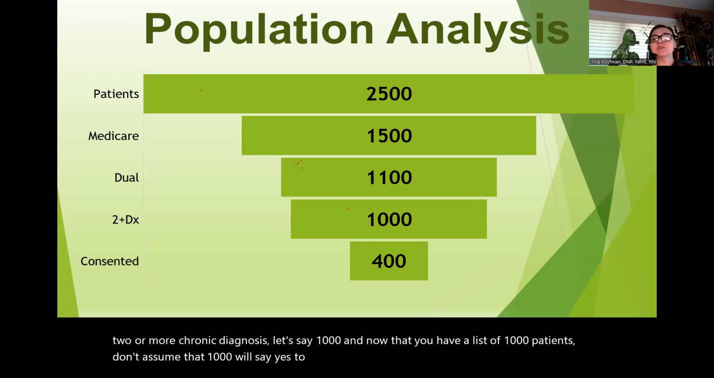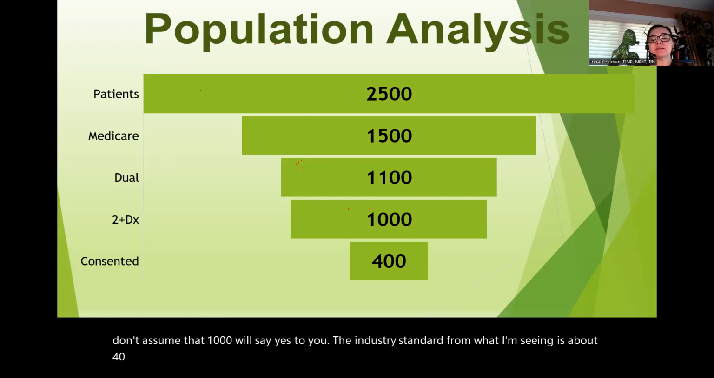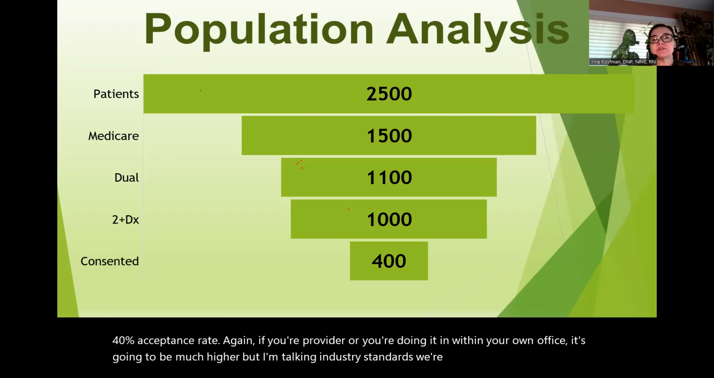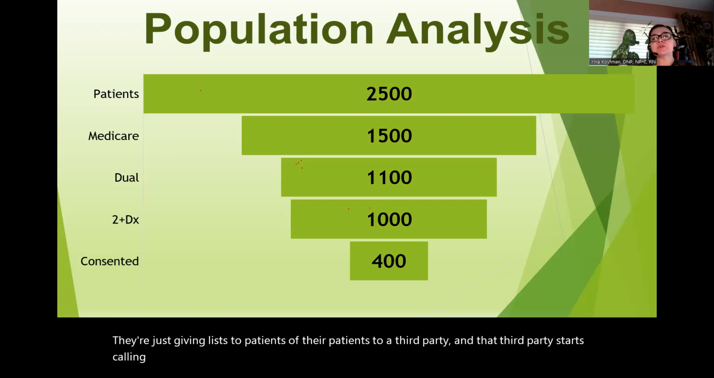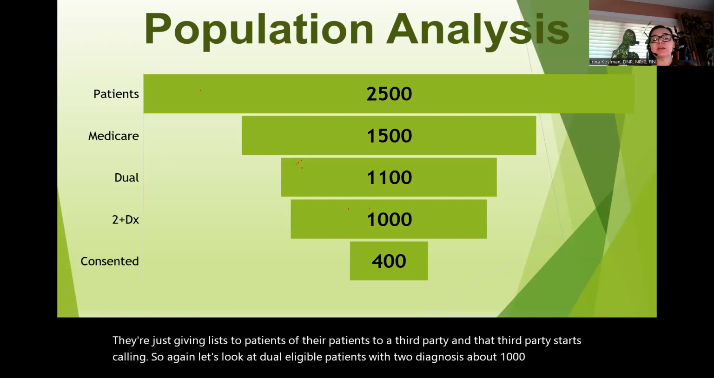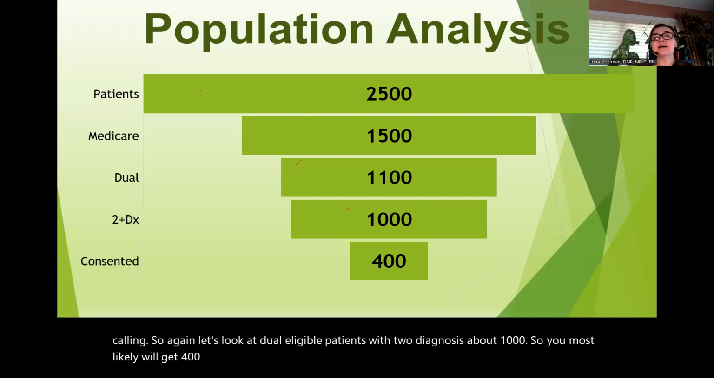And now that you have a list of 1,000 patients, don't assume that 1,000 will say yes to you. The industry standard, from what I'm seeing, is about 40% acceptance rate. Again, if you're a provider or you're doing it within your own office, it's going to be much higher. But I'm talking industry standards where providers are just giving lists of their patients to a third party, and that third party starts calling. So again, let's look at dual eligible patients with 2 diagnoses, about 1,000. So you most likely will get 400 people that will say yes to either CCM or RPM.